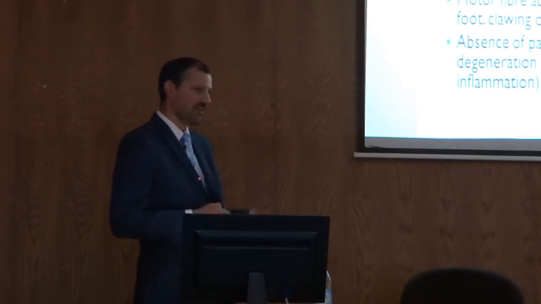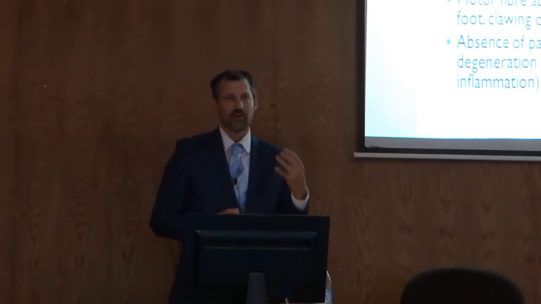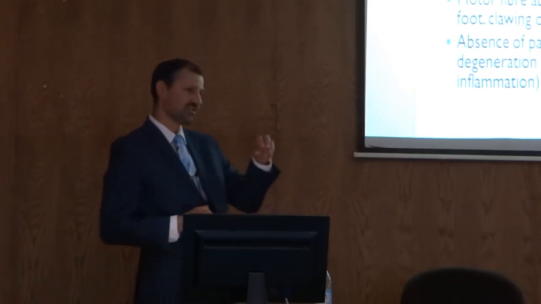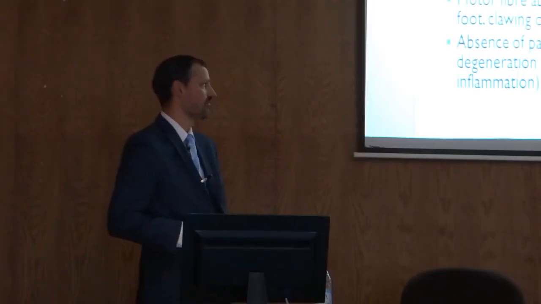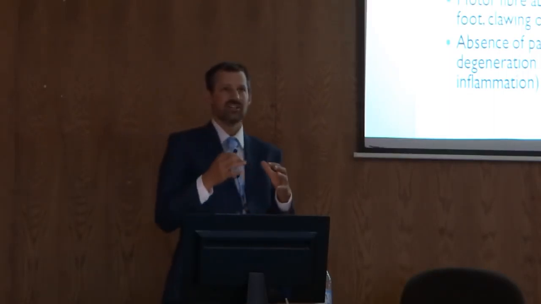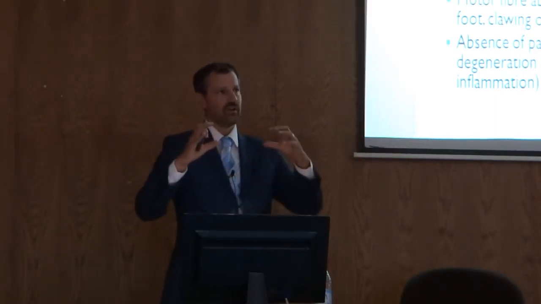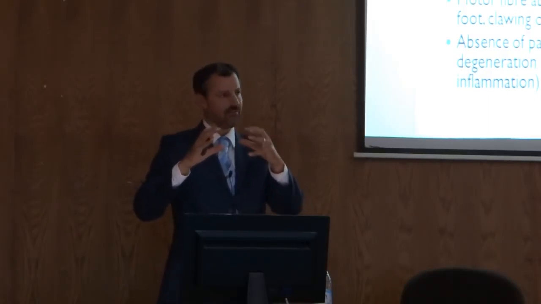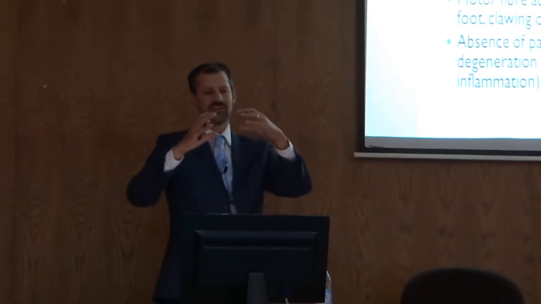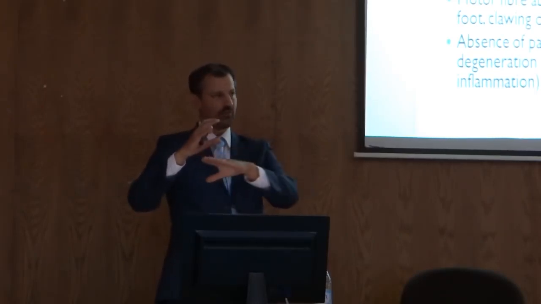The motor fibres, they affect the muscles and the bones. So if you've got a motor nerve problem, that can lead to induced stress. You get an overarching of the foot, or claw toes as well. Or it can affect this other condition called Charcot's foot, where you lose the architecture of the foot. If you've got an absence of pain, that also contributes to the Charcot foot problem, and that's basically a degeneration of the ankle joint with the metatarsals. So you have osteoporosis going on, thinning of the bones that can lead to fractures, and the joint itself collapses. So you often get quite a flat foot.